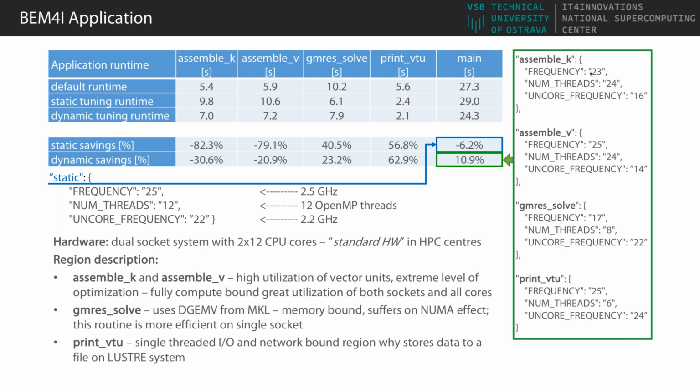These are the regions that we have, and if we look at how the runtime is affected by the tuning, if I find the static optimal settings for the entire application that maximizes the energy savings, then in terms of the runtime, I'm losing up to 80% in the assemble regions, and I'm gaining 40 and 56% in the GMRES solve and the print VTU regions. So clearly the GMRES solve and the print VTU are the dominant regions in the application, while the assemble K and assemble V pretty much have to follow the optimal settings set by these two regions.